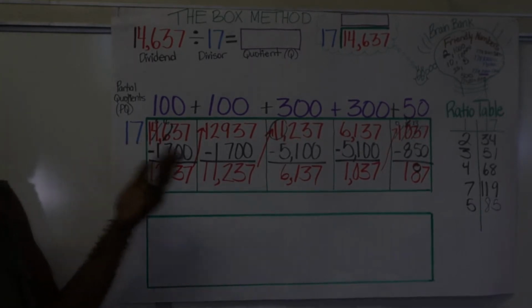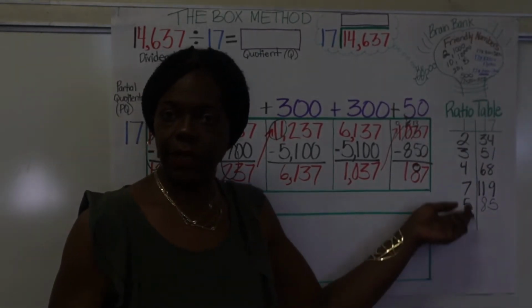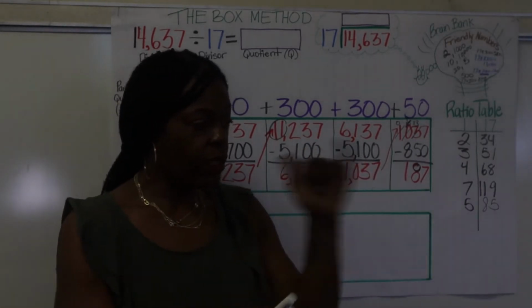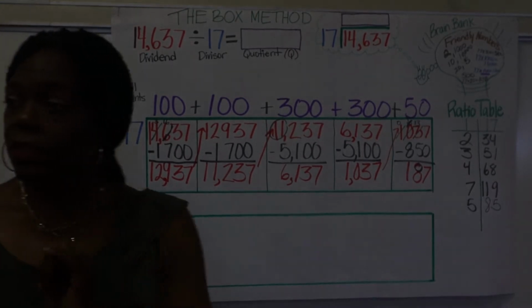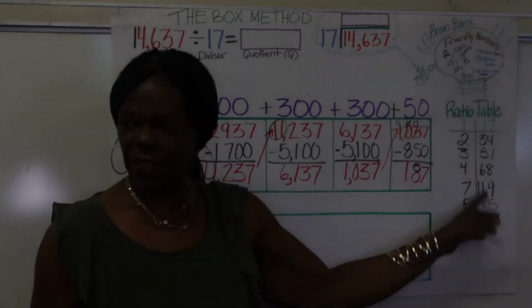By 5, 17 times 5 gave me what? 85. See how we're not even having to do too much thinking because of the ratio table? You could do it twice. Do you agree? If you agree, let me see your agree sign. You have to multiply it by 7. Ah, by 7 is already up here. See why the chart helps us?